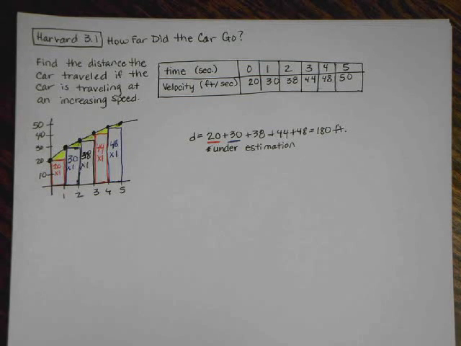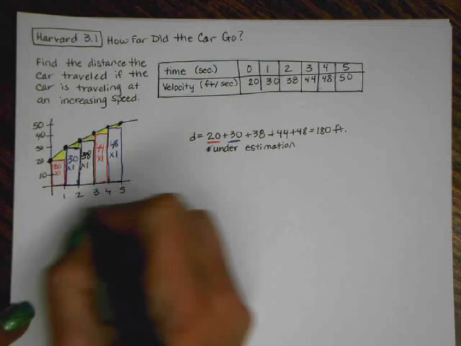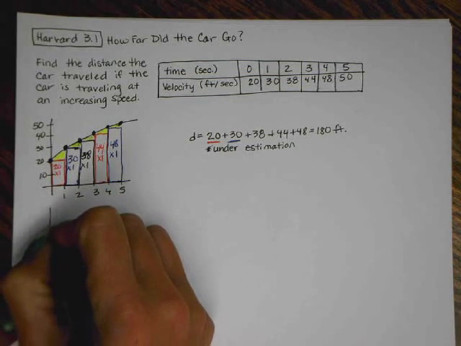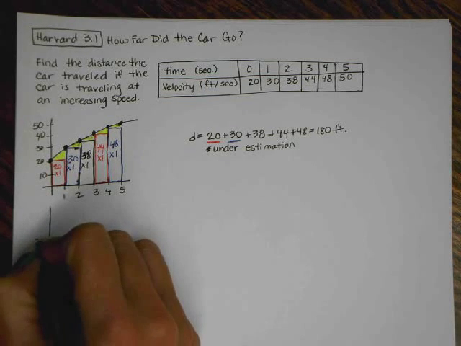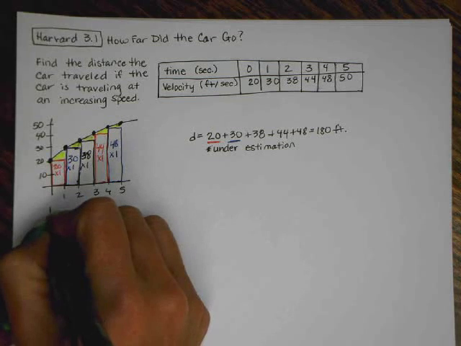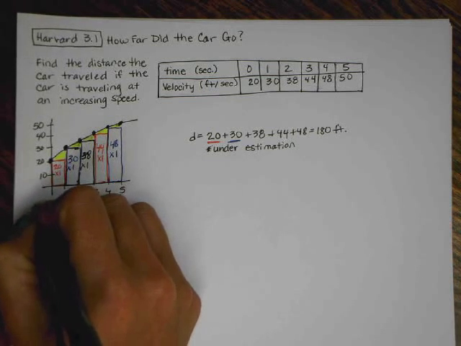Alright, so what else can we do to maybe look at it another way? We can look at an overestimation. In an overestimation, we're going to make our rectangles do the same thing, except we're going to make it go over the function, so I know that it's more.